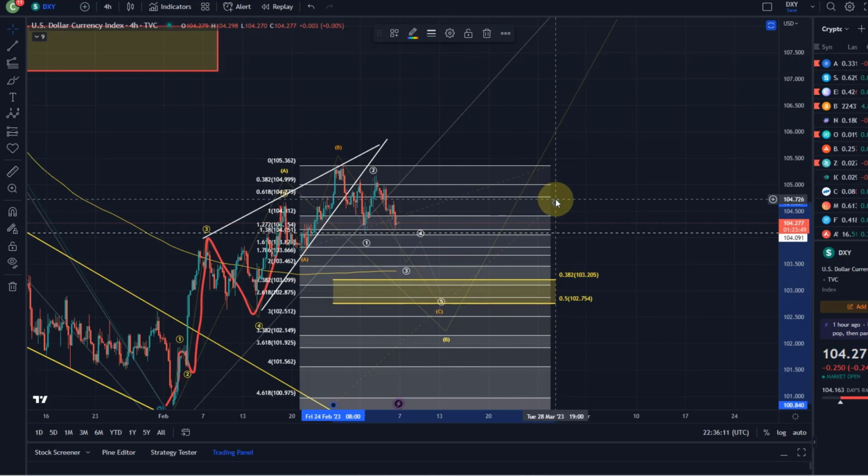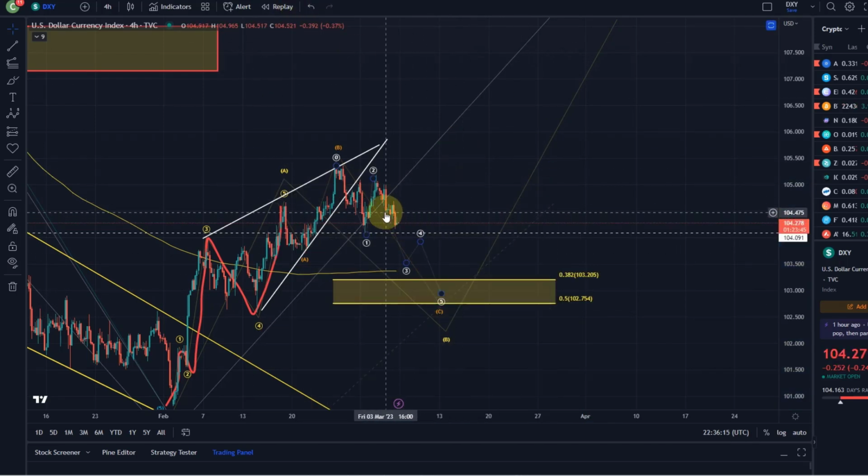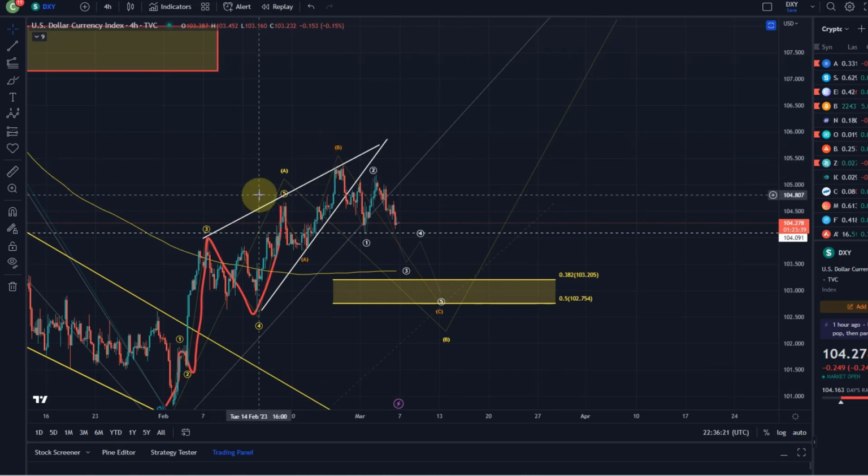So in all likelihood, we should not come down lower than 102.75, which is here the 50% fib level, because then the assumption must be wrong. It would otherwise be a very, very long C wave. I would be surprised. I don't see that at the moment, okay?